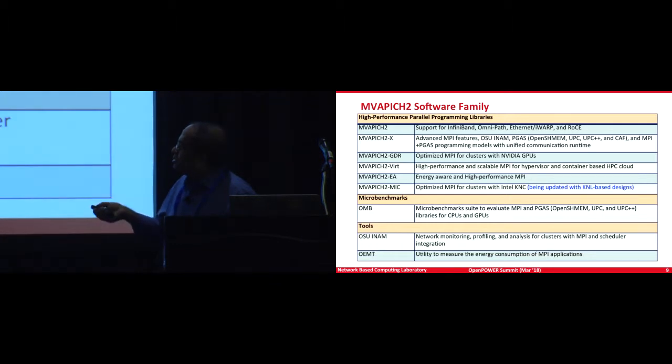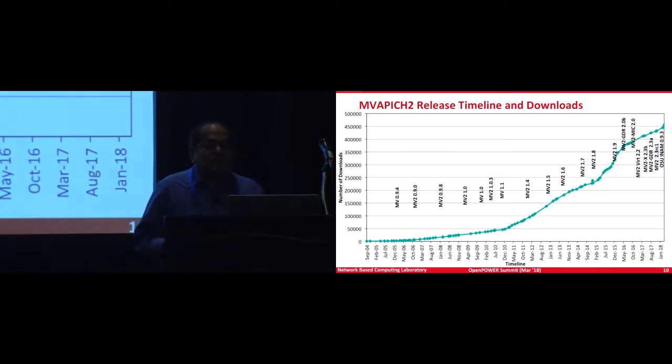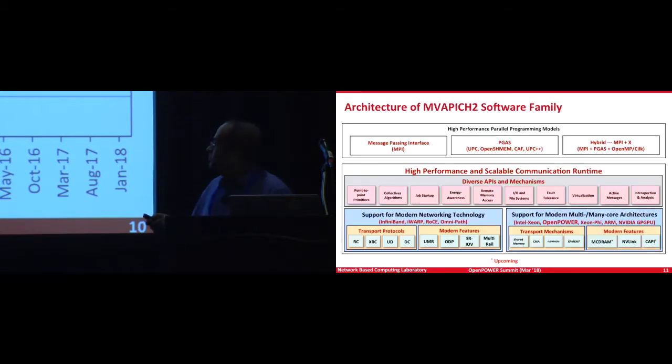There are also some cloud versions, energy aware versions, and the MIC version which has been upgraded to KNL based. We also have a lot of micro-benchmark suites the entire community uses. We issue OSU micro-benchmarks. Those are the benchmarks people use for evaluating different MPI libraries. We also have integrated network monitoring and analysis tools. So, this is the release time download. As you can see, over the years, we are on a very steadily rising curve. More and more systems are using our stack to get the best performance.